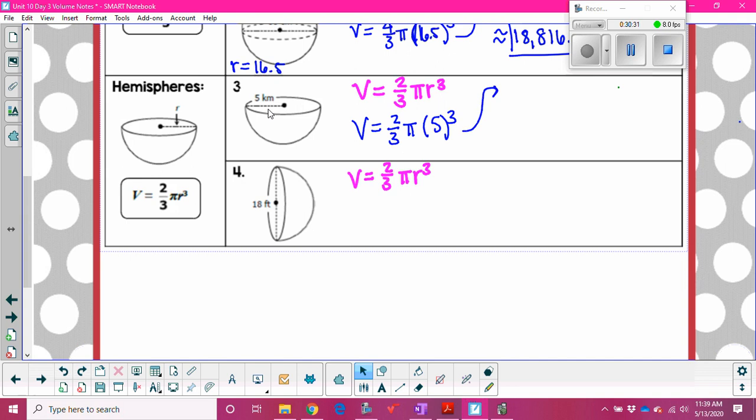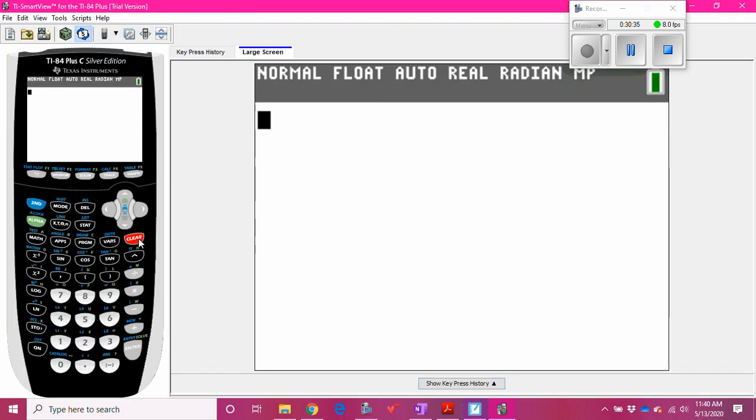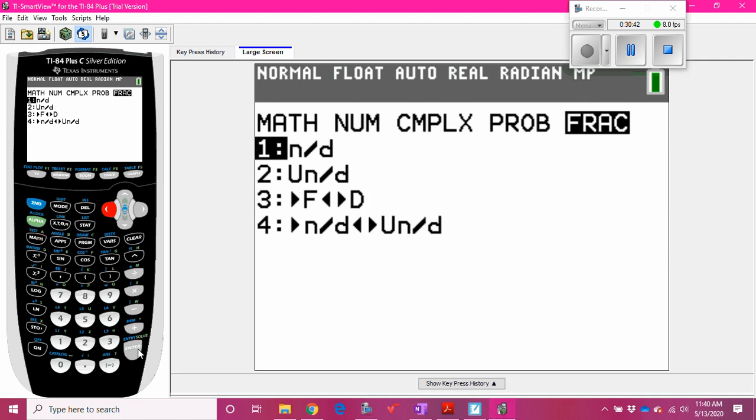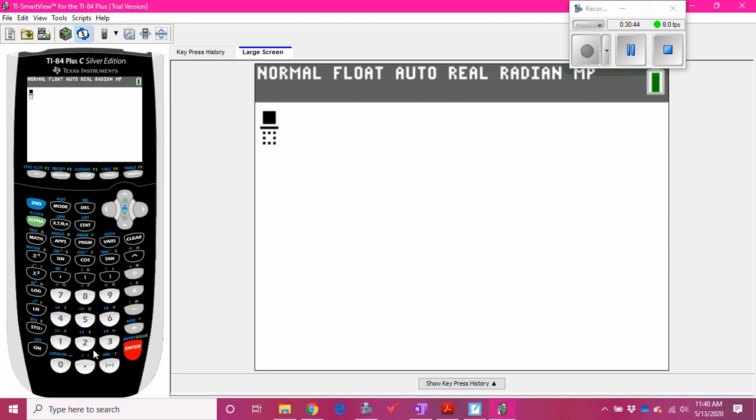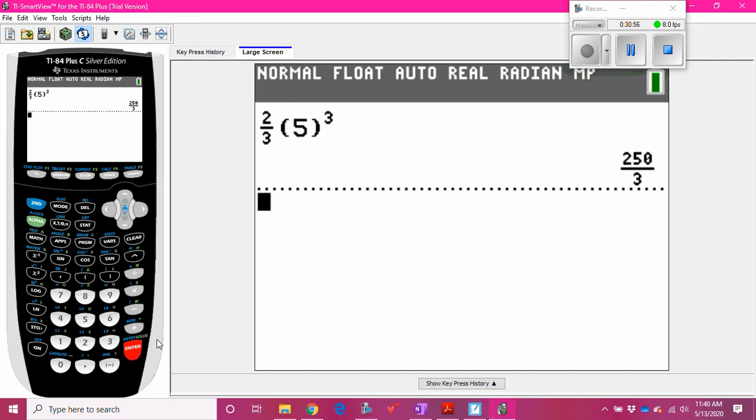We're going to get an answer in terms of pi first, so let's look at our calculator. Here is what we had a while ago. Okay, so all we have to type in is we need our fraction. So go to math, go to fraction. Okay, so we have 2, go down in our numerator, go down to our denominator, 3. We're not going to use the pi yet because we want to leave it in there. All right, I'm going to open my parentheses, 5 exponent of 3. Okay, so you get 250 over 3. That's what we're going to use.